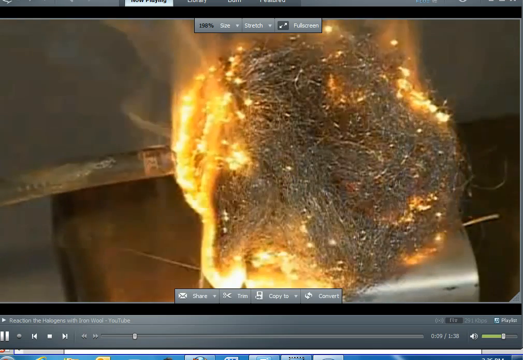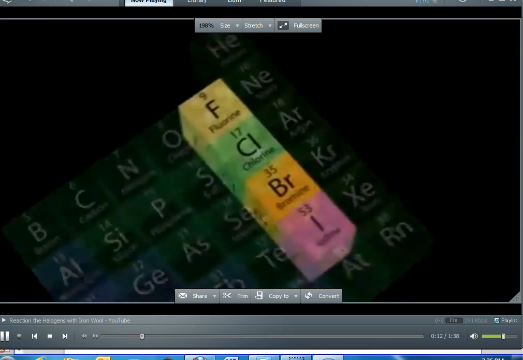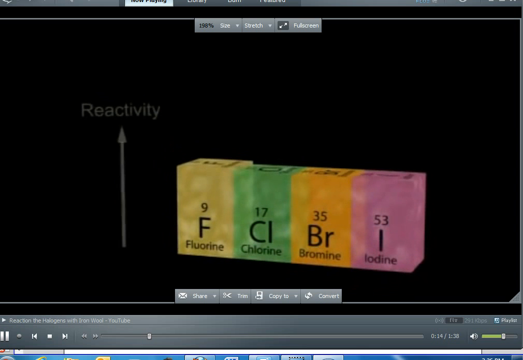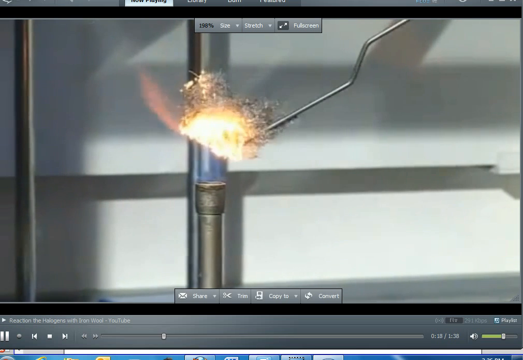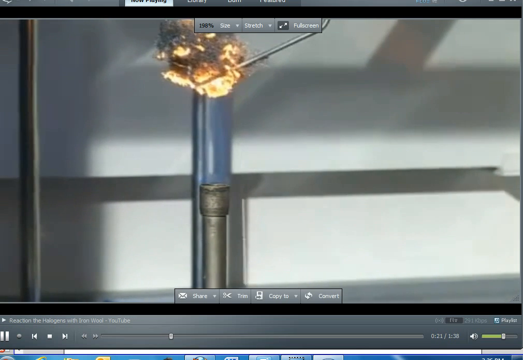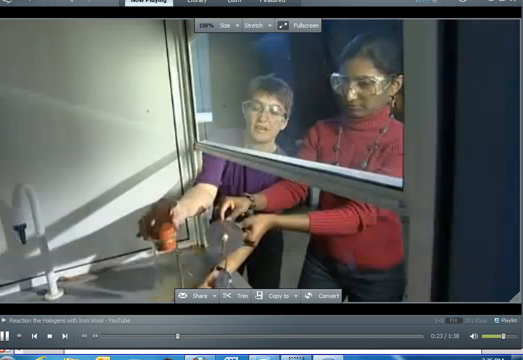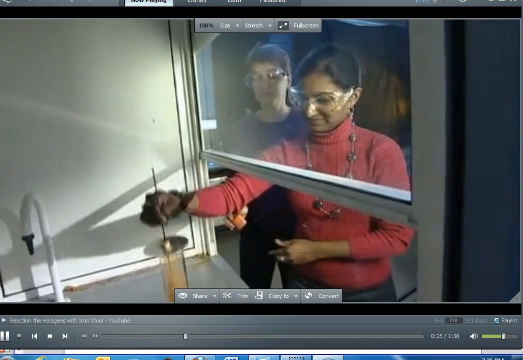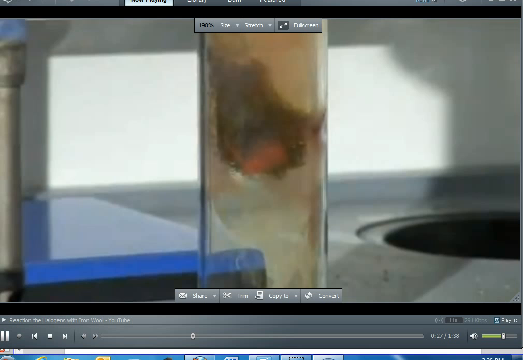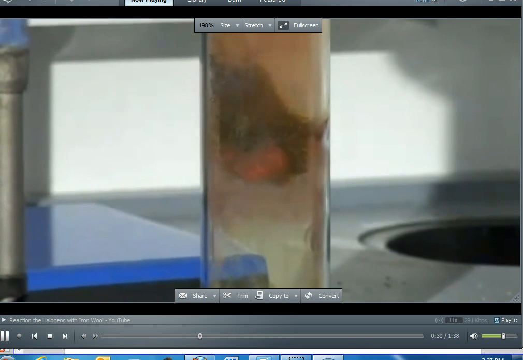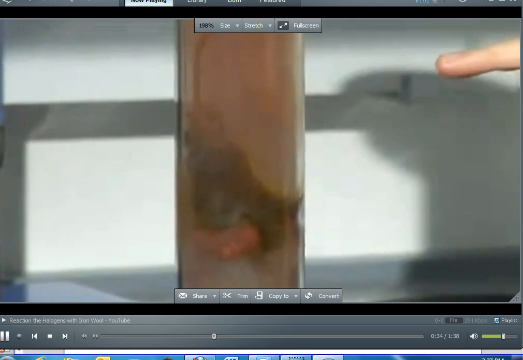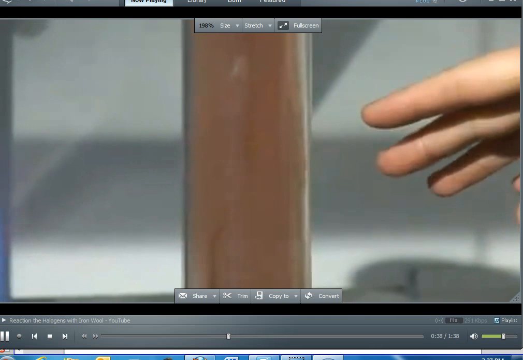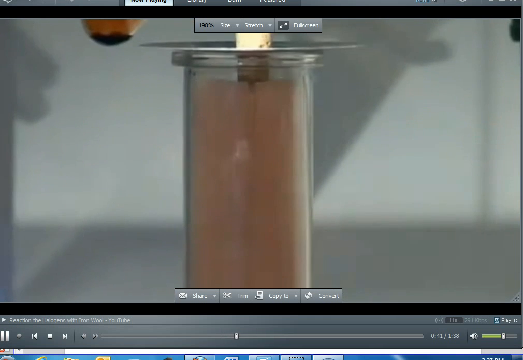Reacting the halogens with iron wool is an excellent way of showing that the reactivity of group 7 decreases down the group. What you can do is heat up the iron wool and drop it, while it's hot, into the gas jar of chlorine. And there you can see the iron wool reacting with the chlorine. Those are the brown fumes of the iron(III) chloride. Fantastic, you can really see it reacting, can't you? Yeah, and then you can see that the chlorine's disappeared, the green colour's gone out of the gas jar.